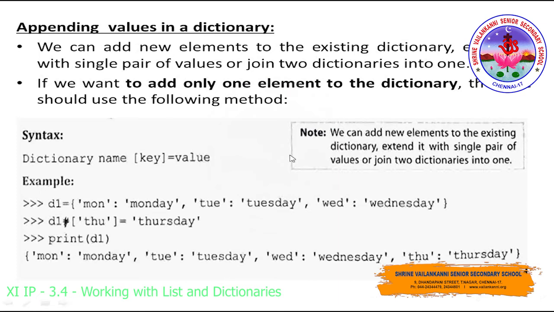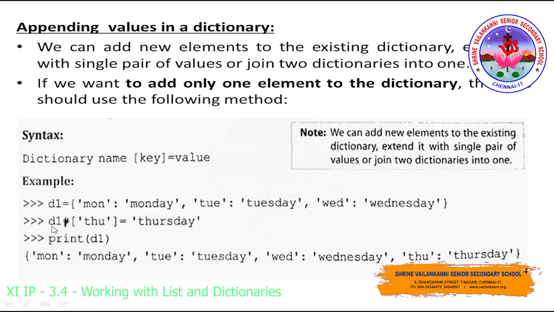So let us see how it works. The same kind of syntax you will be using here, which we used to initialize the values inside an empty dictionary. The same syntax you will be following here. See, dictionary name of key equal to value. So if you see here, they have already created a dictionary.